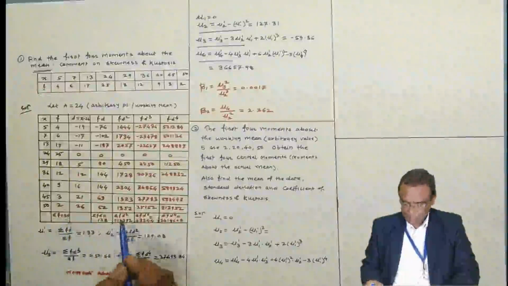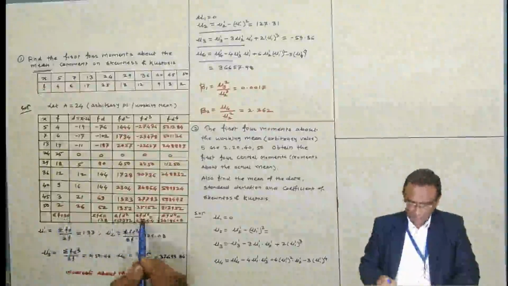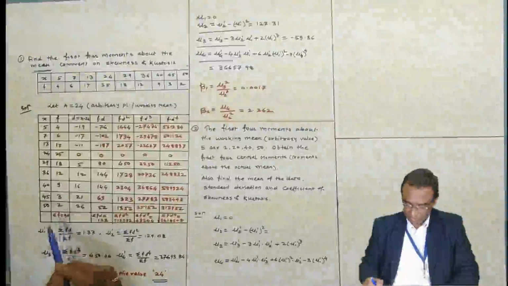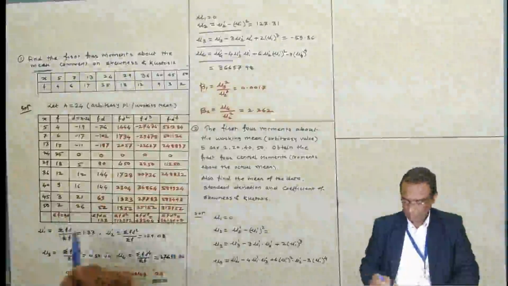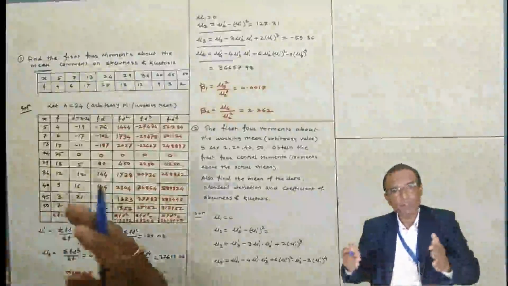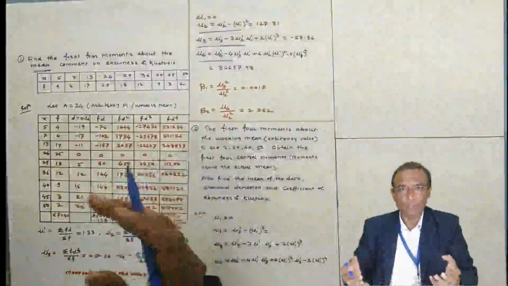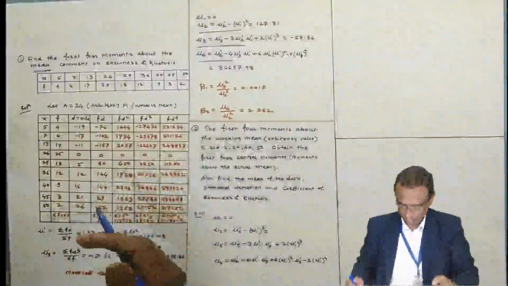Summation fd square, this entry divided by 96, is this one. This entry divided by summation f is this one, and this entry divided by summation f is this one. So in this way, mu1 dash, mu2 dash, mu3 dash and mu4 dash, all those are moments about 24, moments about the arbitrary point.